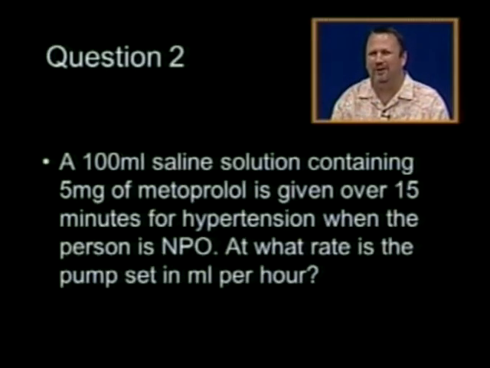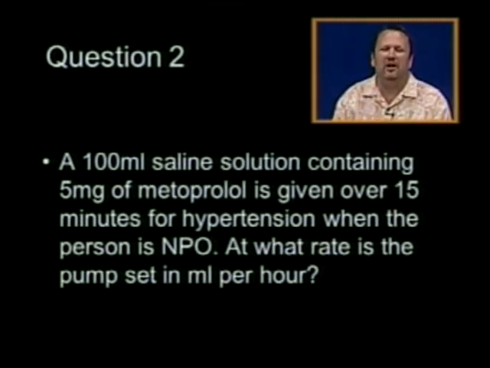A 100 milliliter saline solution containing 5 milligrams of metoprolol is given over 15 minutes for hypertension, high blood pressure. Again, metoprolol is a beta-adrenergic antagonist. So this person is NPO. That means they're getting nothing by mouth. That's why we're going to give the metoprolol IV.